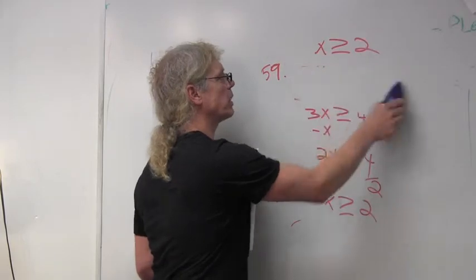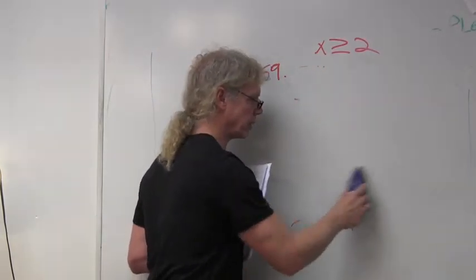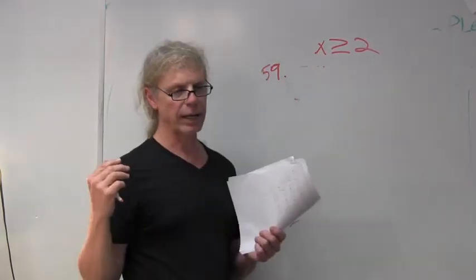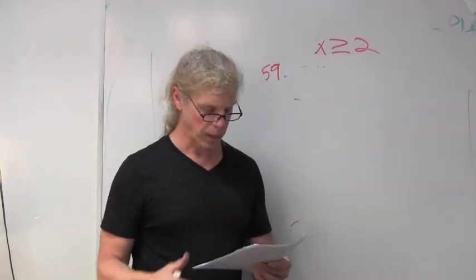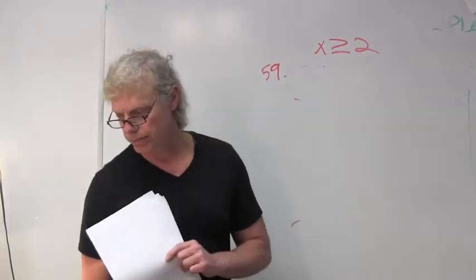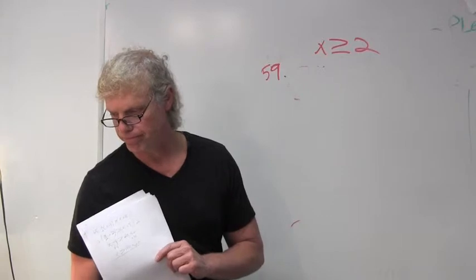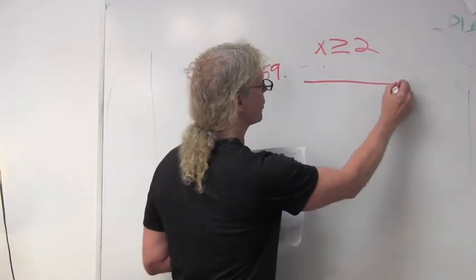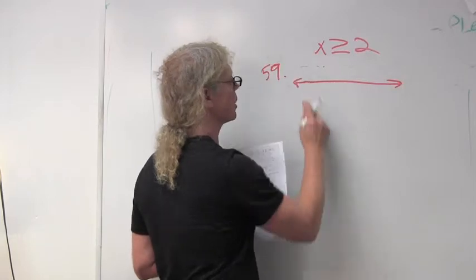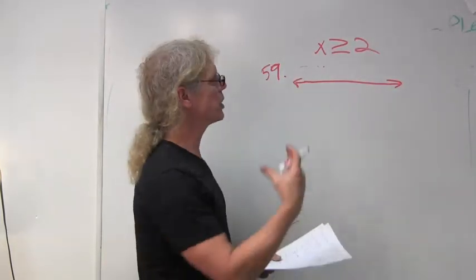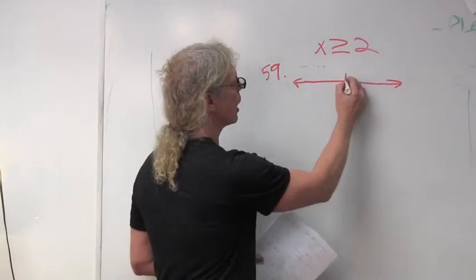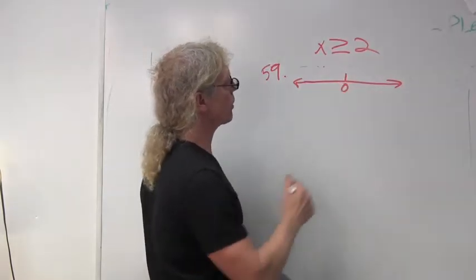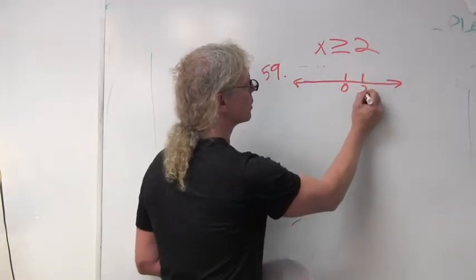We need to do 3 things to it. We need to graph it, we need to provide interval notation, and we need to provide set notation. Okay? So we'll start with the graph. I like starting with a graph. It makes it more visual for me. I can see it on a number line. I'll locate 0. I'll locate 2.